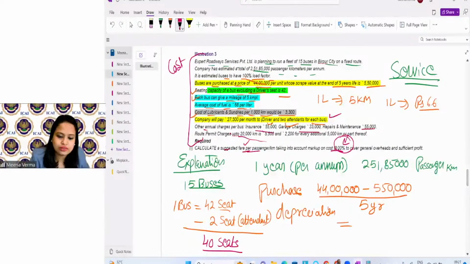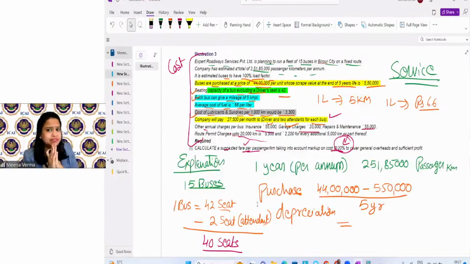Now, when you solve this question, keep it in mind. What do you have to keep in mind? First, identify all the costs. Identify all the costs related to the passenger kilometer. All right, let's do this question.